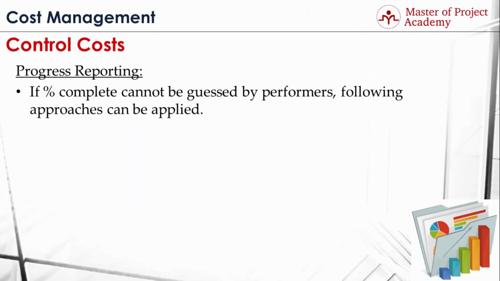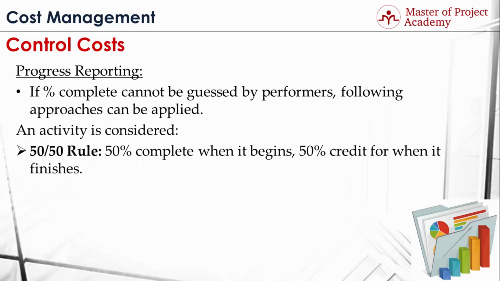If percent complete cannot be guessed by performers, the following approaches can be applied. There are 3 approaches for percent completion rates of activities in a project. The first one is the 50-50 rule. In this approach, an activity is considered 50% complete when it begins and gets the other 50% credit when it's finished. So when an activity is started, by default, it's marked as 50% complete, and when it's finished, it's marked as 100% complete.